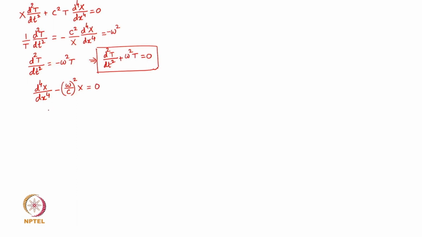Now omega by c, I can write this as beta raised to power 4, okay, and which will give us the expression for omega square as c square, which is EI upon rho A. You may notice that we have written c square as EI upon rho A based on our wave equation, and so therefore omega square is going to be c square, which is EI upon rho A, into beta raised to power 4.